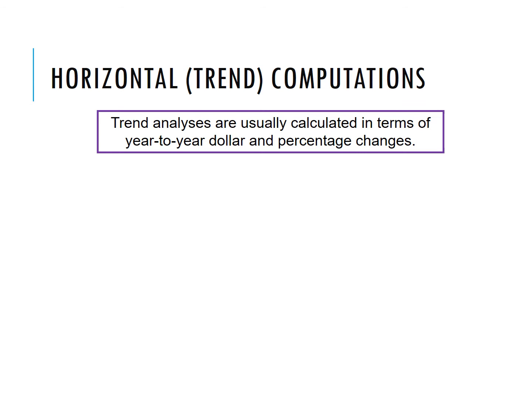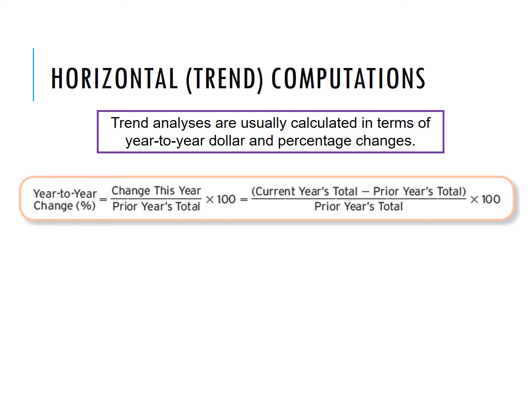So if you're not someone that is good with numbers, or these calculations make you nervous, make sure you memorize this formula, know it, and practice doing it. Here's the formula. Year-to-year change percent is the change this year over the prior year's total, times 100%. And that top number, change this year, is equal to the current year's total minus the prior year's total, over the prior year's total, times 100. Let's look at an example on the next slide.